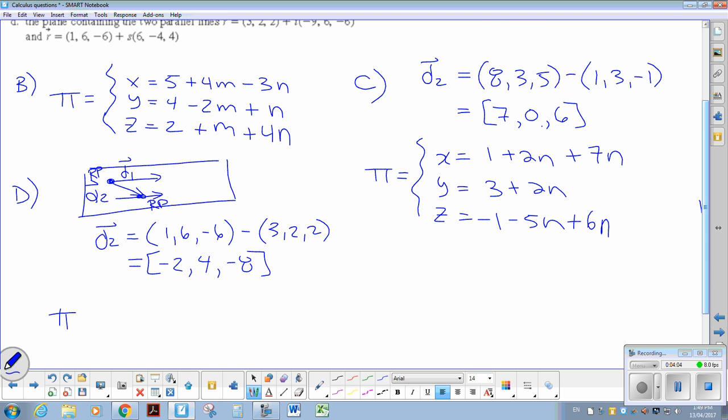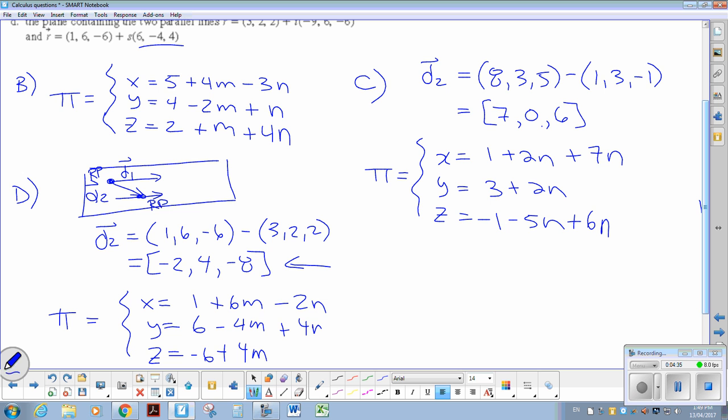But for our purposes here, x equals, y equals, z equals. I'll pick the reference point from the second line just to mix things up a little bit in the example. And then my two direction vectors, like I said, it doesn't matter which one I pick. So for instance, let's pick that one. So we'll have plus 6m, minus 4m, plus 4m. And then my new direction vector, minus 2n, plus 4n, minus 8n. And there we go. We now have a plane that contains both of those lines.